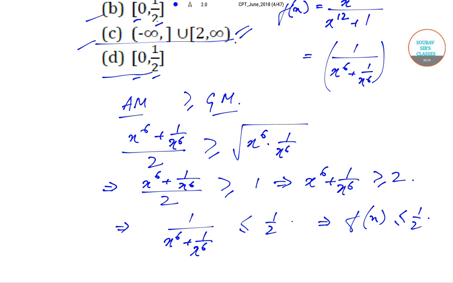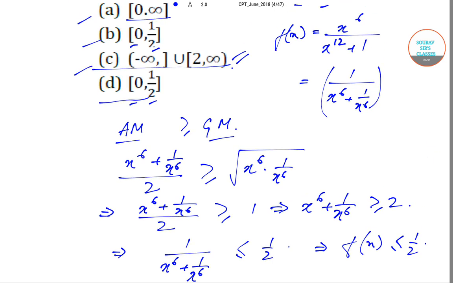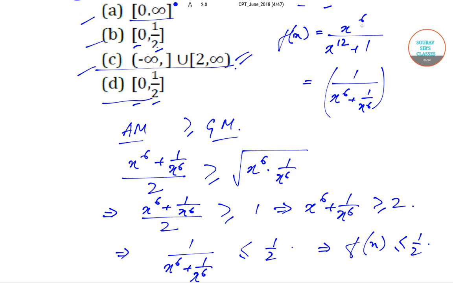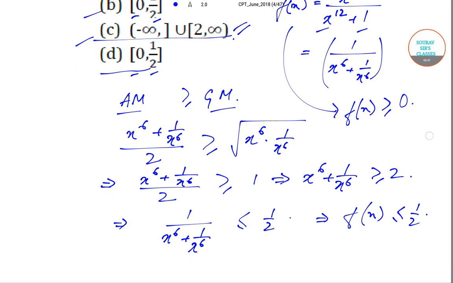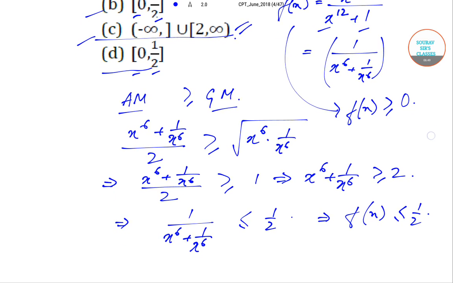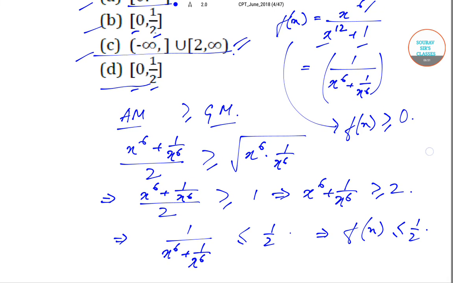And also we can see that this value x to the power 6 upon x to the power 12 plus 1, this value f of x is always greater than equal to 0. Okay, always positive. Not always positive, but we can say it's greater than equal to 0.